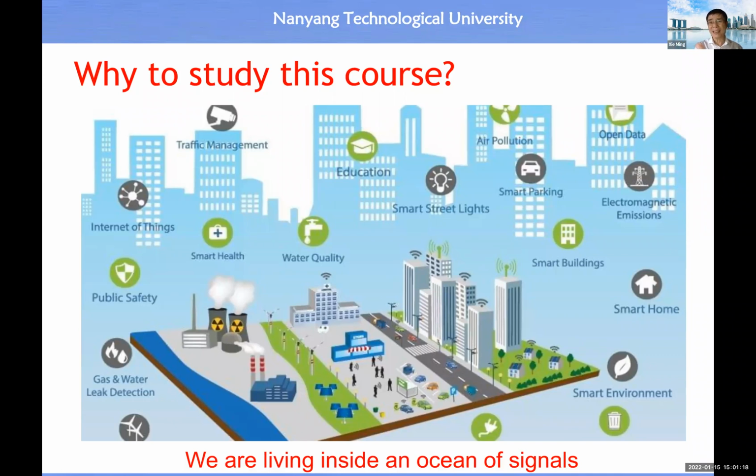For example, this slide shows you the future city scenario in which you will see the presence of smart parking systems, smart street lighting systems, smart building systems, smart home systems, smart environmental systems, smart healthcare systems, and also the presence of the Internet of Things. And inside the Internet of Things, there are two basic devices. One of them is a sensor.